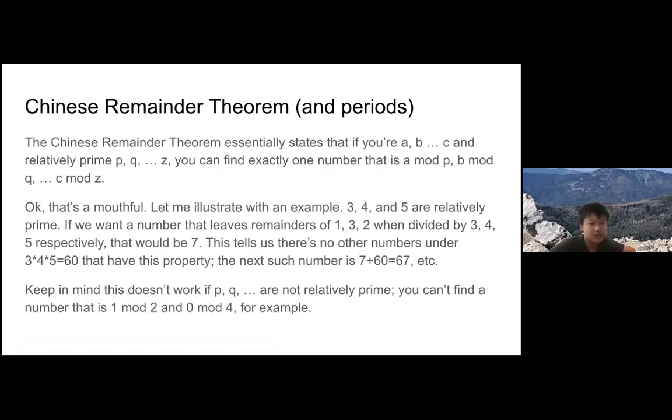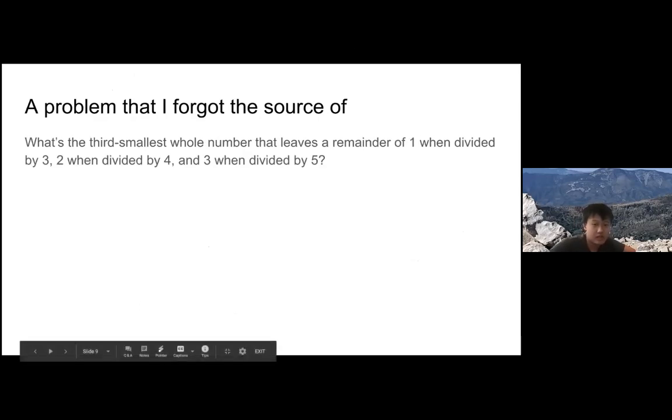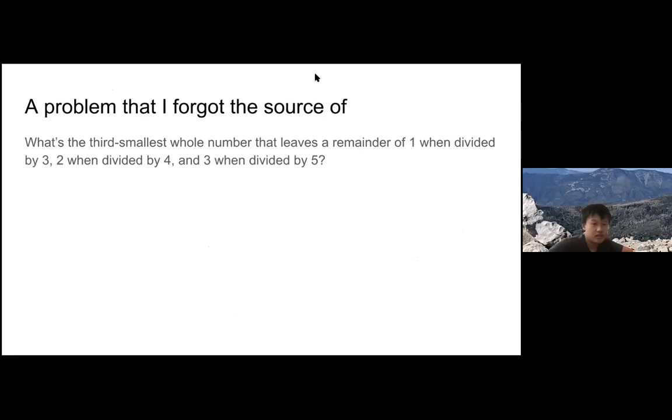It's a bit complicated, so I recommend you pull this up on your copy of the slides as well, so you can always refer to it. So here's an example of that. What's the third smallest number that's 1 mod 3, 2 mod 4, and 3 mod 5? Let me write those out so that you can see them side by side.